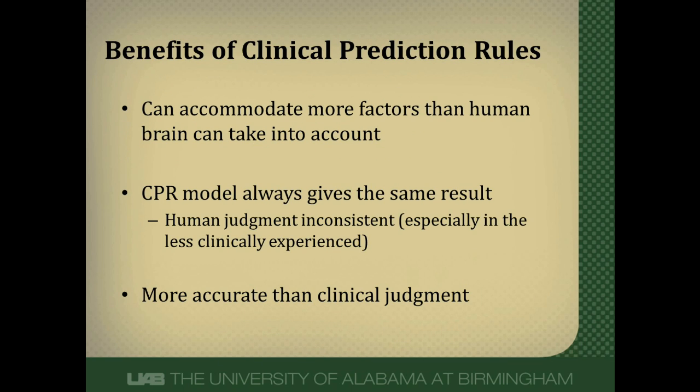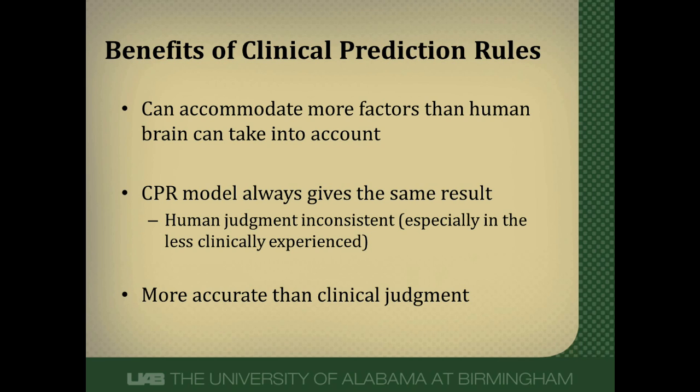Well, I think there are three great reasons to use them. One is that our brains really can't weigh and take into account multiple factors when we're making diagnoses. We often put differential weights on one thing versus another. But clinical prediction rules can do that because they're just mathematical models. We could put as many things in them as we want, and they can handle it.